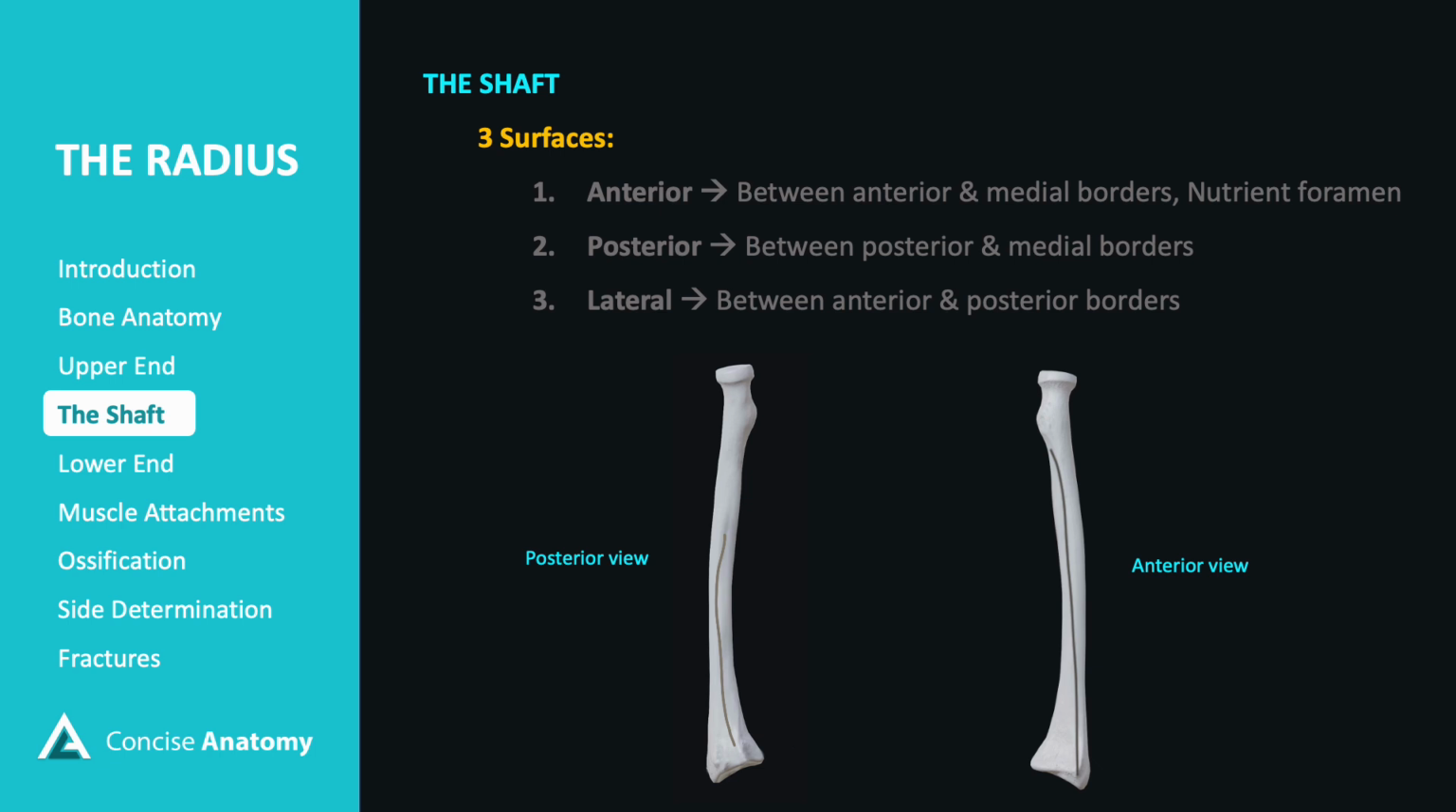The radius has got 3 surfaces on its shaft. The anterior surface lies between the anterior and medial borders and contains the nutrient foramen. The posterior surface is located between the posterior and medial borders. The lateral surface is positioned between the anterior and posterior borders of the radius.